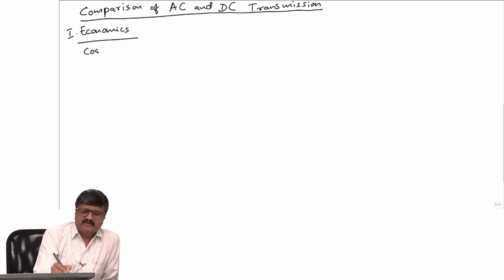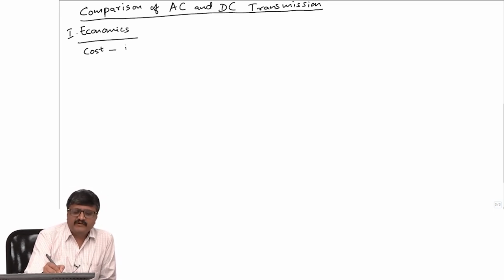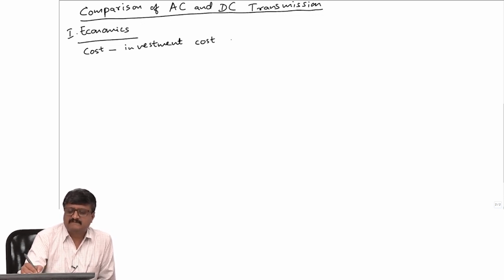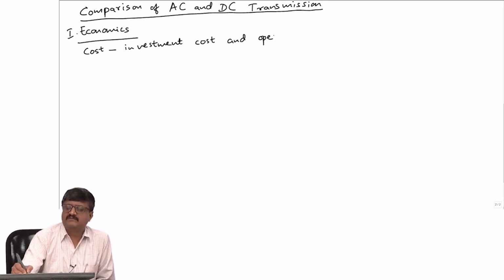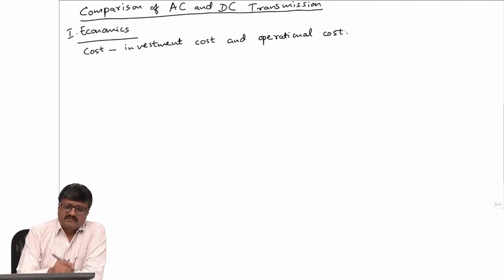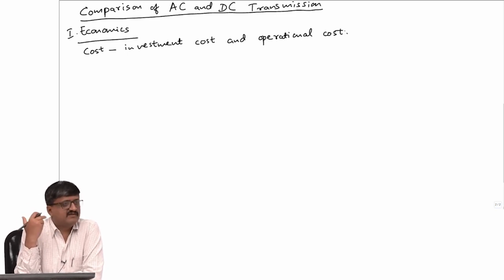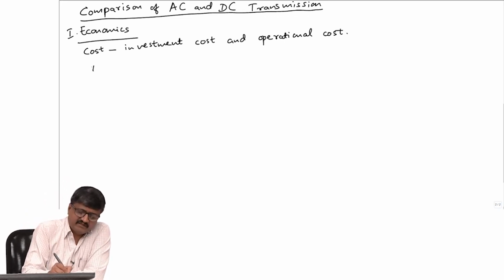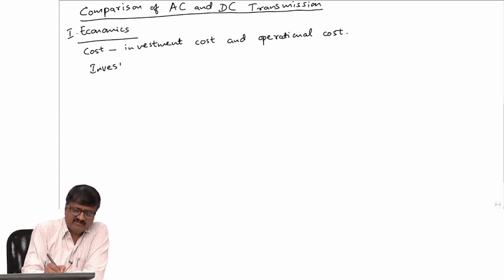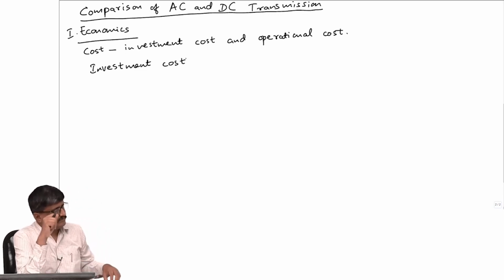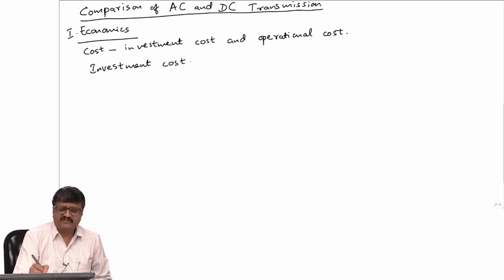Now if I take the cost, it will first of all include investment cost and the operational cost. The investment cost is the initial cost that you need to set up the equipment. Operational cost is, once the equipment is there and it's in operation, what is the cost incurred. So let us look at the component investment cost. Investment cost is incurred on what?